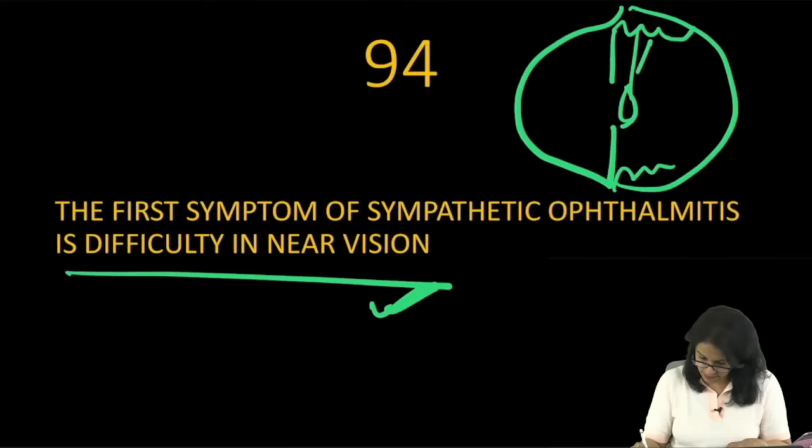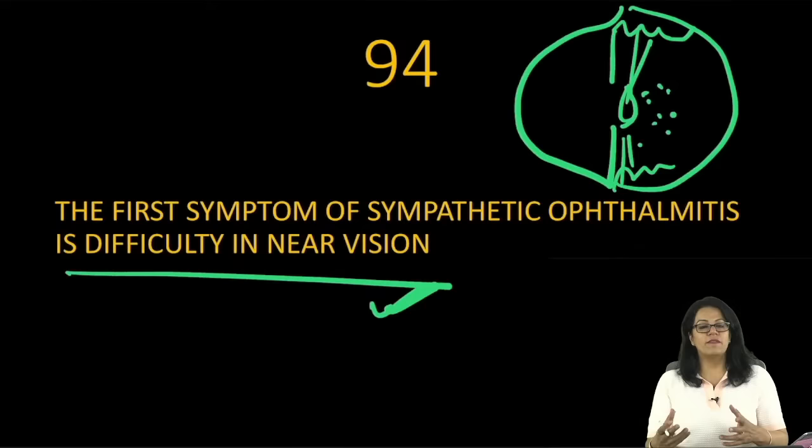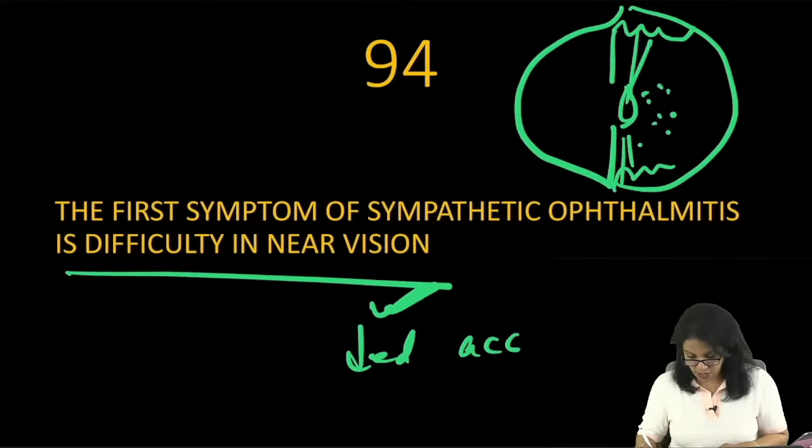So, this is all the ciliary body area. Ciliary muscles mainly will be affected. What is their function? Accommodation. So there is decreased accommodation and therefore difficulty in near vision. Okay? Simple. So these are the questions.